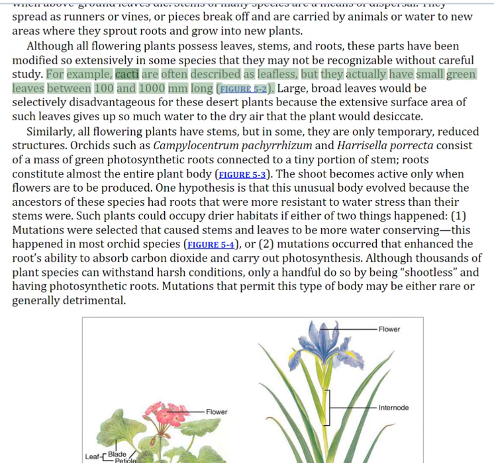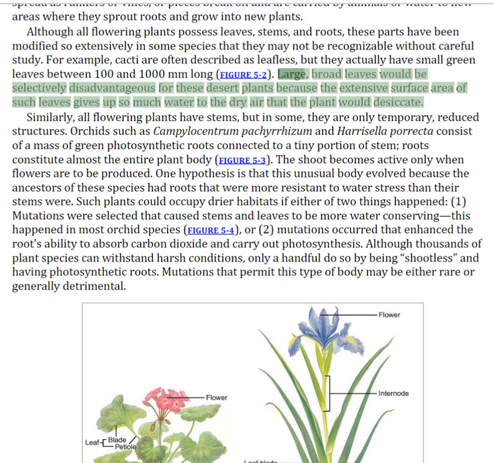For example, cacti are often described as leafless, but they actually have small green leaves between 100 and 1,000 millimeters long. Large, broad leaves would be selectively disadvantageous for these desert plants because the extensive surface area of such leaves gives up so much water to the dry air that the plant would desiccate.